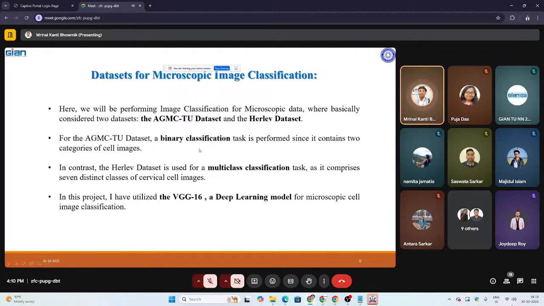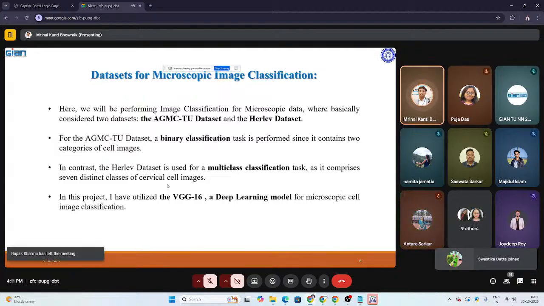So for the AGMC2 dataset, a binary classification task is performed since it contains two categories of cell images. In contrast, the HiRLEF dataset is a multi-class classification task. It comprises 7 distinct classes of cervical cell images. I'll be training my model on the HiRLEF dataset too, so that it classifies which particular class an image belongs to.